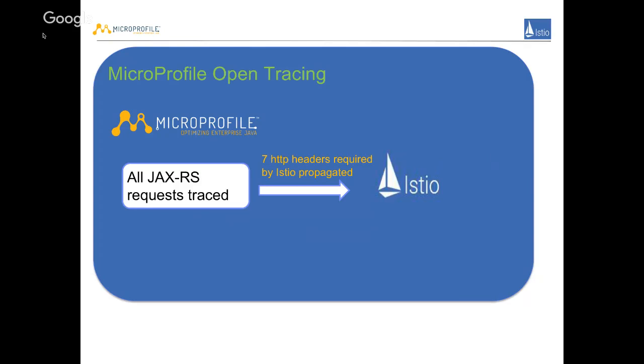For MicroProfile OpenTracing, as I mentioned earlier, this spec is pretty smart. Basically, all JAX-RS requests will be automatically traced. You don't need to do anything once you have MicroProfile features like OpenTracing enabled for your application, and the 7 HTTP headers required by Istio are automatically propagated.